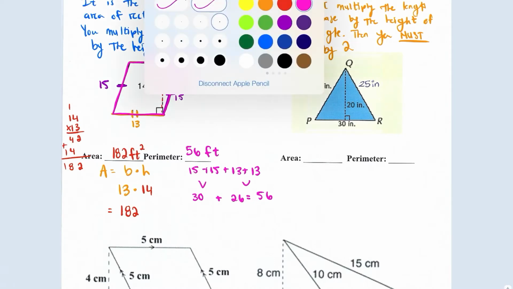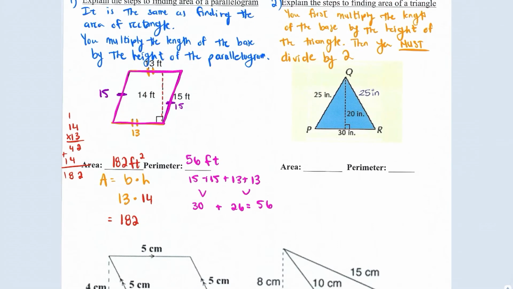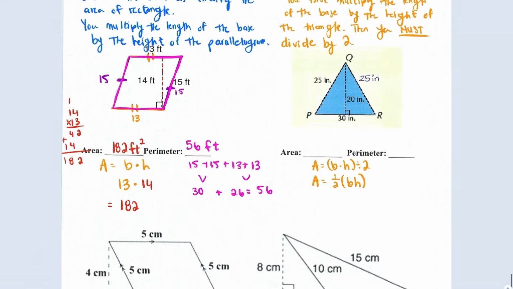All right, let's go ahead and move on to the next one. We got a triangle here. First, I would suggest writing your formula. So the area is equal to base times height divided by 2. You can write it like this, or you can also write it like this, 1/2 base times height. Okay, let's find the base. So remember, the base is the side that the height touches, and it creates this little right angle here. Okay, so it looks like the base is going to be 30.